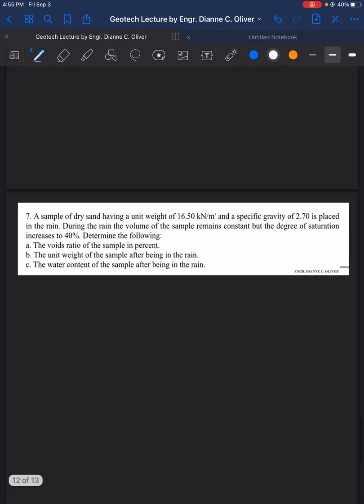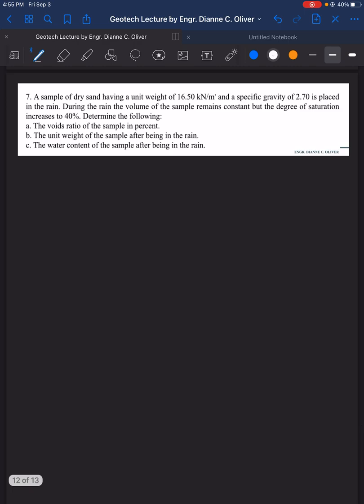Let's go for the last one for this video. Number 7. Now for this number 7, we have a sample of dry sand having a unit weight of 16.5 kilonewton per cubic meter and a specific gravity of 2.7. It is placed in the rain. Okay, imagine a dry sample, then you place it in the rain. So of course, it will soak up water.